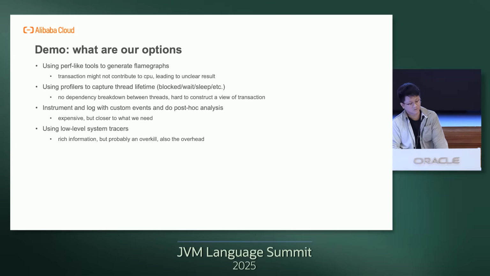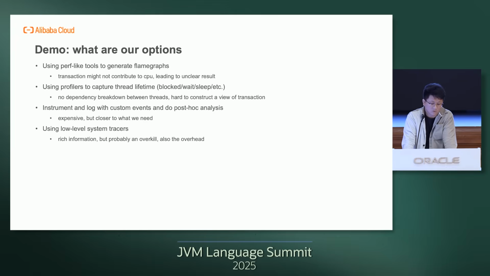So given such an issue, what are our options? Of course, we can use perf-like tools to generate flame graphs. Flame graphs are usually very good for performance issues, but not necessarily in this case, because a single transaction might not take CPU. It might be waiting on something. So solely relying on CPU might lead to unclear results.